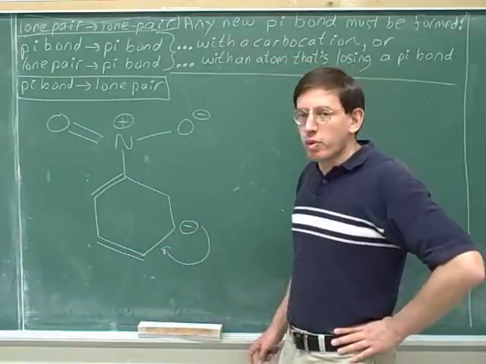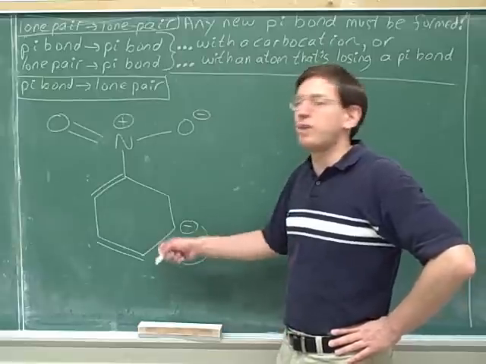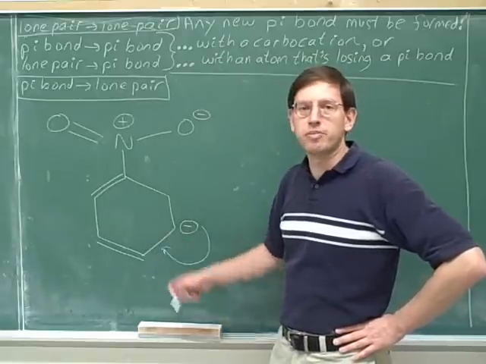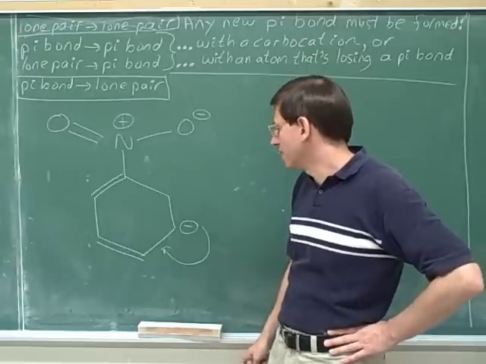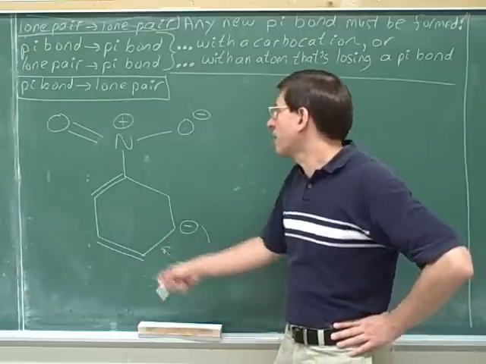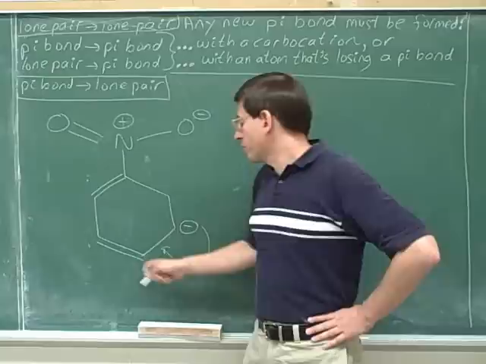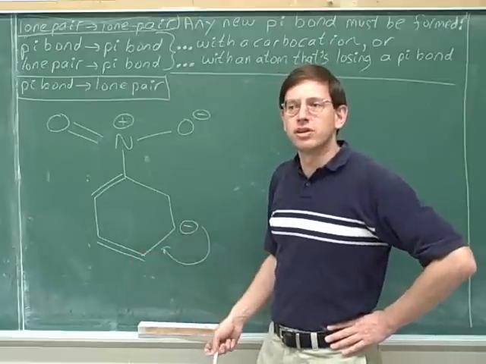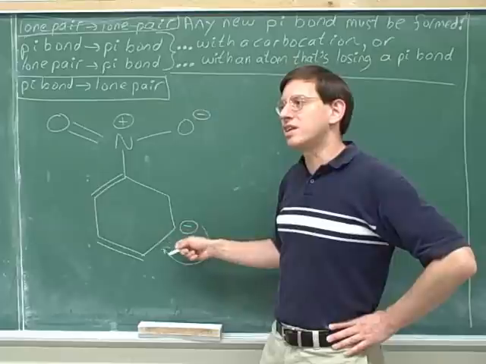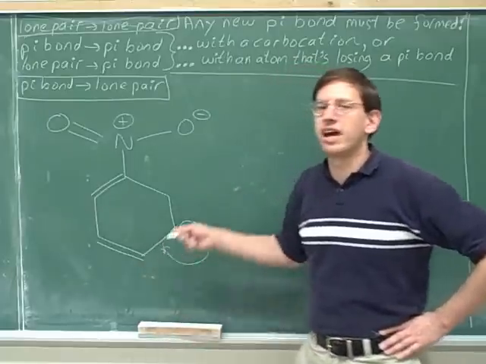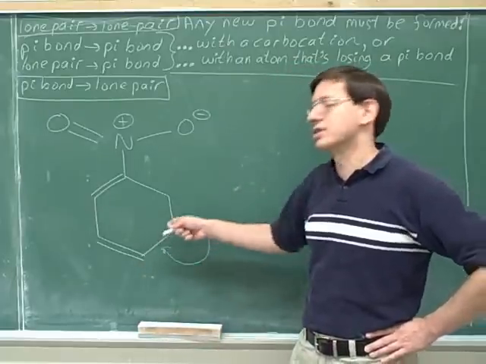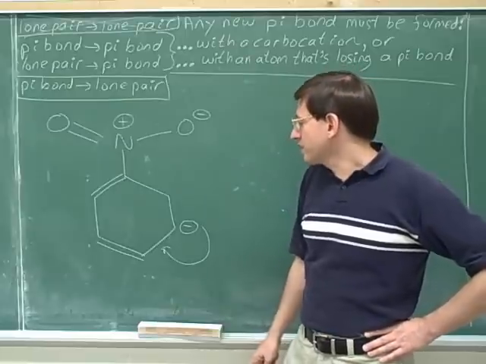Well, remember that what we really have to watch out for is forming new pi bonds. And this is forming a new pi bond. You can see the head is pointing to the middle of the bond, so we're forming a new pi bond. And are we forming it with a carbocation? No. Are we forming it with someone that's losing a pi bond? No. So this is wrong. This is an illegal electron pushing arrow, at least if we left it like this. This would not give us a correct answer. So this is wrong. What can we do to fix this?